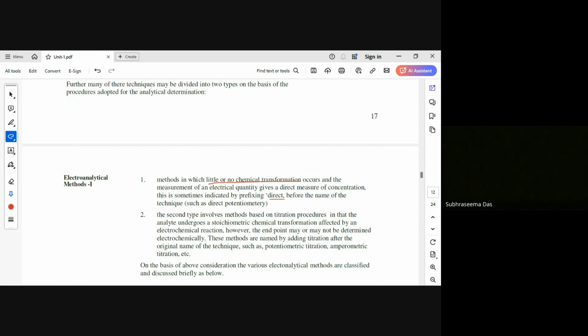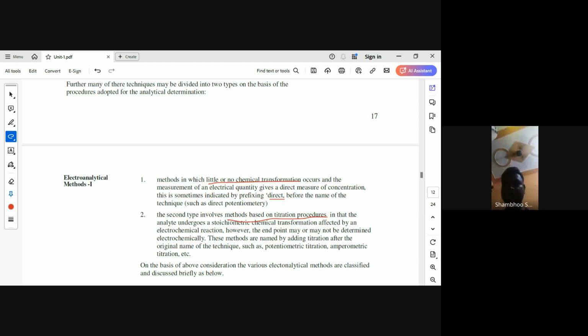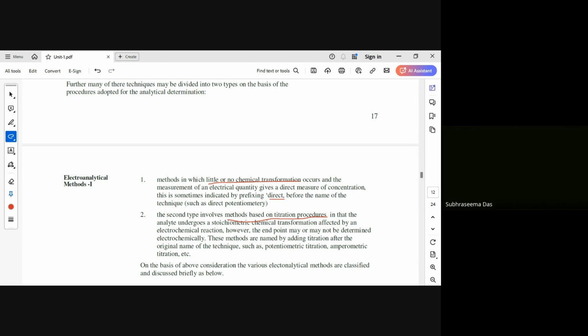But the second type involves titration procedures. So the classification has mostly been divided into two parts. In the first case, the change is very minimal, and that is why it is called direct. And in the second case, if the titration procedure is followed, the analyte is subjected to stoichiometric chemical reactions, and that is why these processes are mostly named after titration, such as potentiometric titration or amperometric titration.